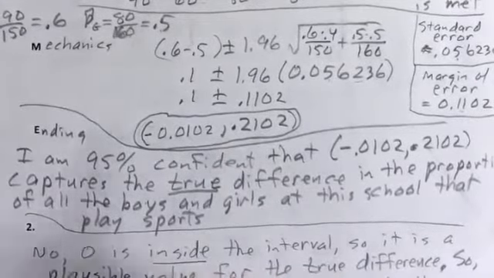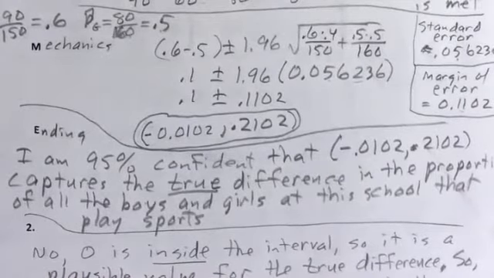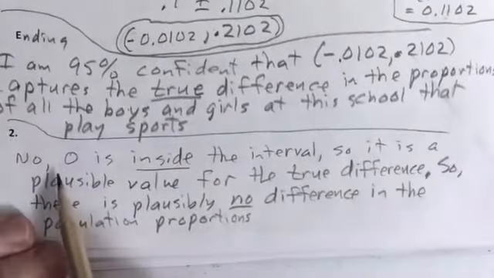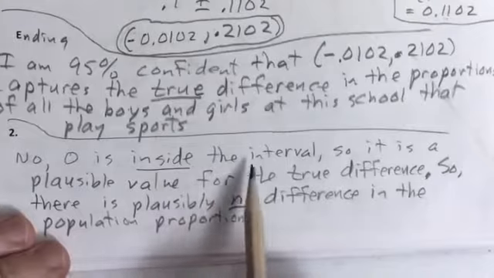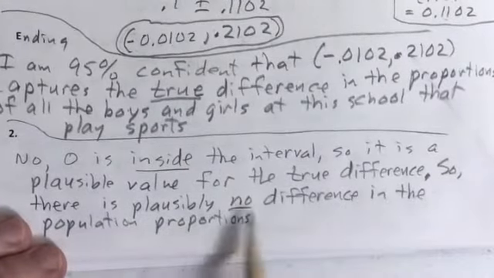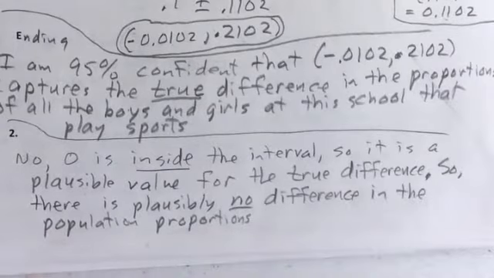If 0 was outside the interval, then that means that there appears to be a difference between the two population proportions. And so this is what we would say there. 0 is inside the interval. So it is a plausible value for the true difference. So there's plausibly no difference in the population proportions.